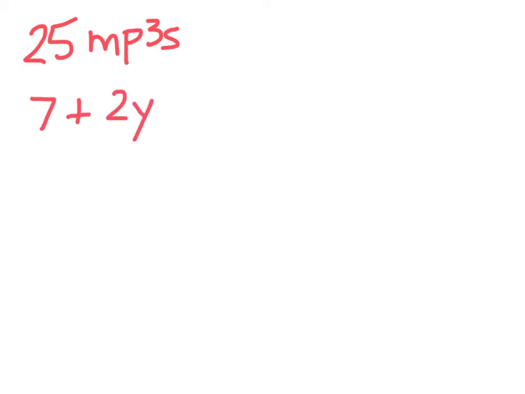Part B of the question is, if Tyrone has 25 MP3s, how many more MP3s does John have than Tyrone? Okay, so from part A, we know that John had 7 plus 2Y more MP3s than Tyrone. So what we need to do to solve is substitute in 25 as our value for Y. So let's go ahead and do that. 7 plus 2 times Y, which will be 25, equals the number of MP3s more that John has.